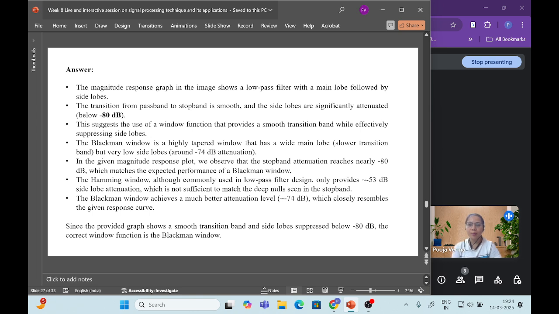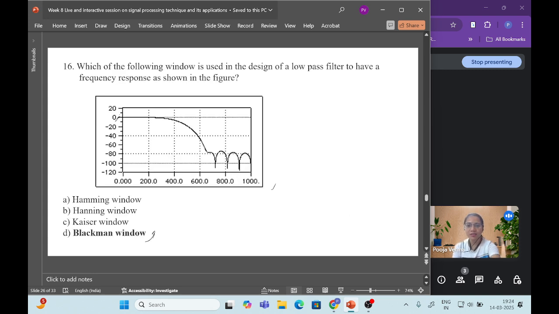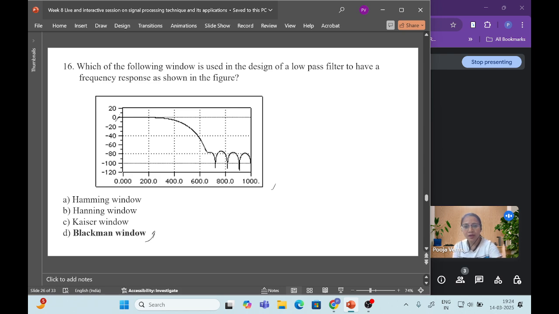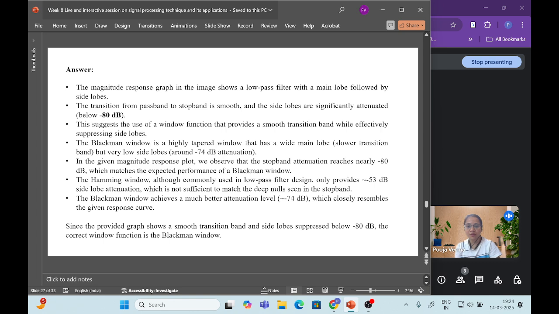The magnitude response in the image shown is a low pass filter with a main lobe followed by side lobes. All window functions have that. The transition from the pass band to stop band is smooth, not blurry. The side lobes are significantly attenuated below 80 dB if you calculate the dB. So that suggests a window function that provides a smooth transition band while effectively suppressing side lobes.